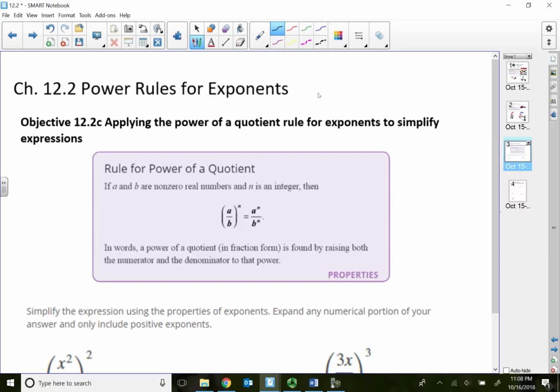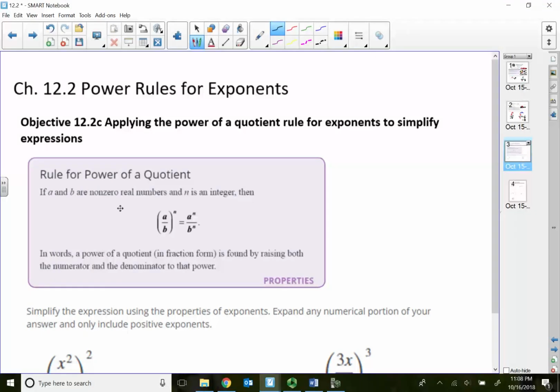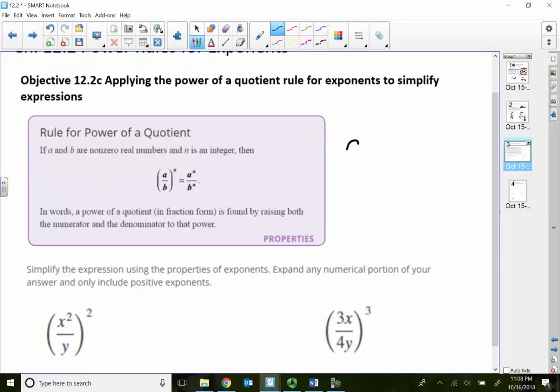In this slideshow video, let's take a look at the third power rule. It's called the power of a quotient rule. It's just like the power of a product rule, for any real numbers a over b. So this is only one term, the whole thing raised to an outer exponent on the outside. Rather than a times b, now I've got a over b, still one term in the parenthesis though.